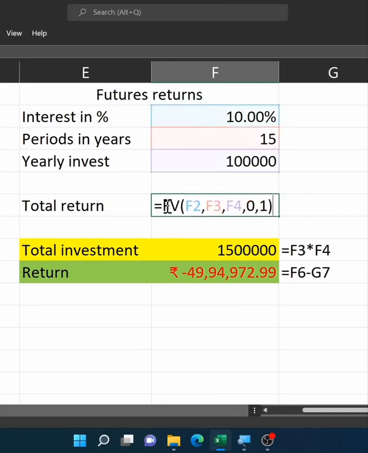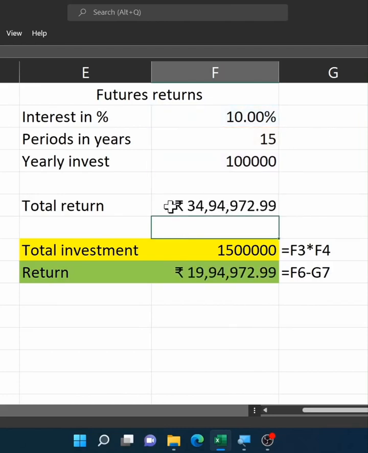Just press F2 key. In front of FV, put the minus sign, press enter key. Now the system calculated the positive value.